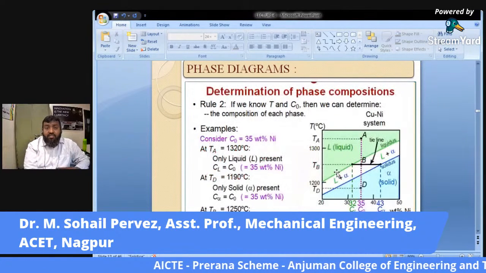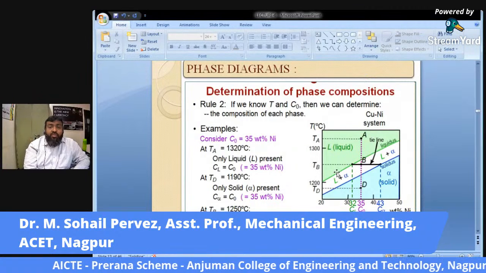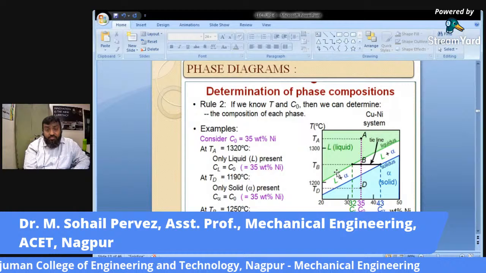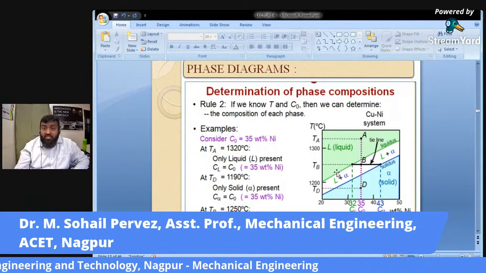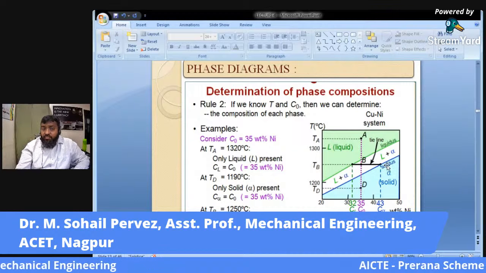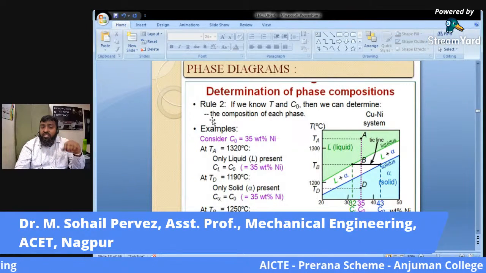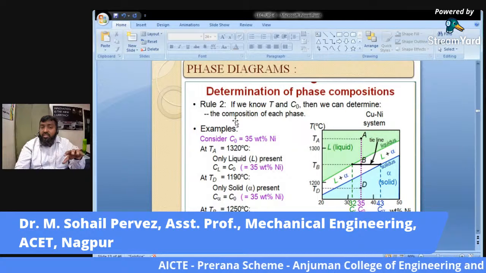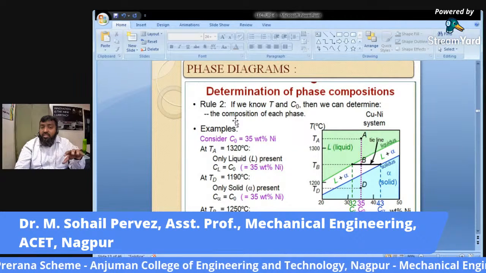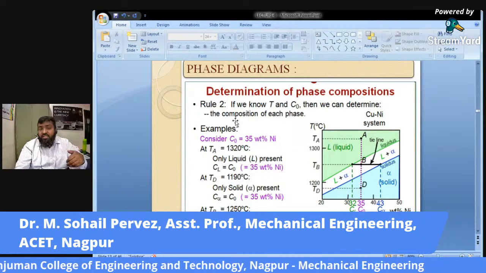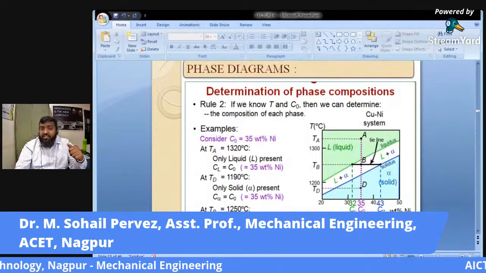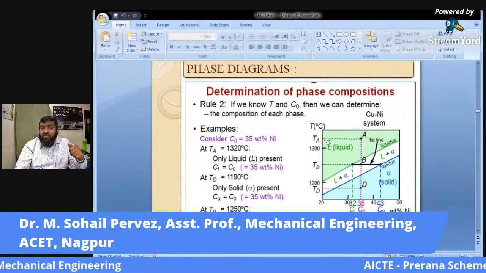Then next, if again we know temperature and percentage composition, we can determine the composition of each phase. Now since we have seen this tie line, this black tie line is there. When we say composition of each phase, let us take the example at 1320 degrees centigrade. Let the temperature be 1320 degrees centigrade.